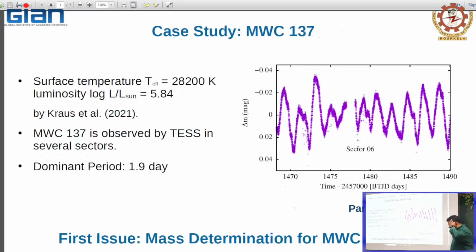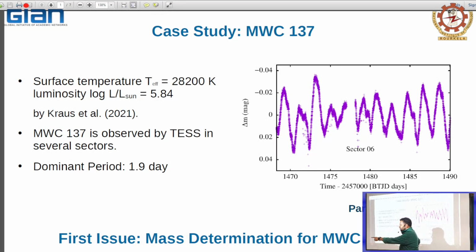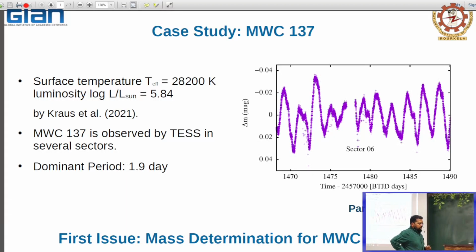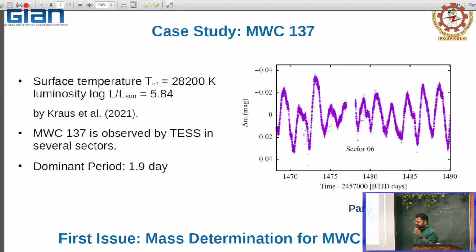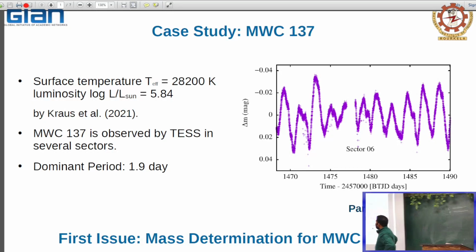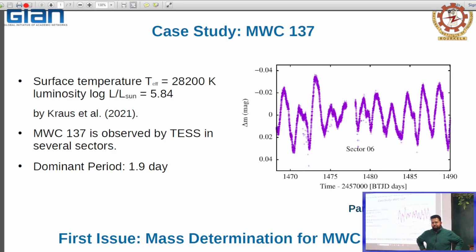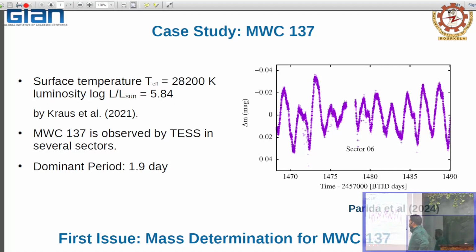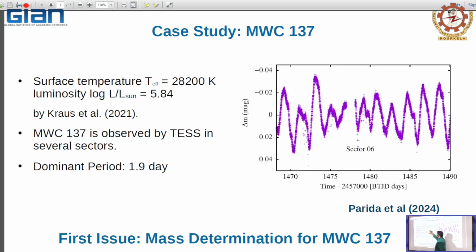Now, again, can you distribute? We had one nature diagram already given. Okay, perfect. So we have a very special kind of star. The name of the star is NWC 137. The astronomers have determined the surface temperature of the star, and it is of the order of 28,200 Kelvin.